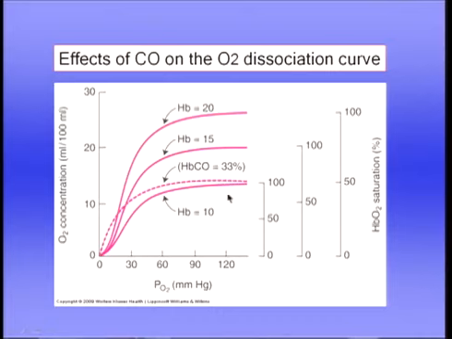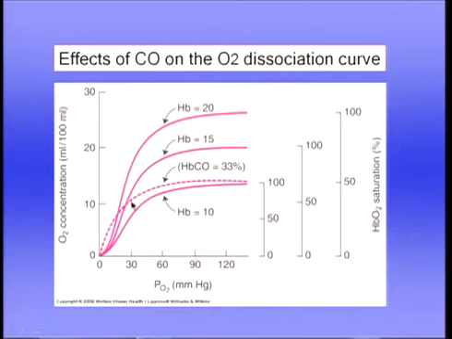Another important feature, which is actually one we saw on the previous slide, although I'm going to leave it here to talk about it, is the fact that if you have 1/3 of the hemoglobin bound to carbon monoxide, as is the case here, so that the available hemoglobin concentration is only 10 grams per deciliter for oxygen carriage, then it turns out that the curve is shifted to the left.